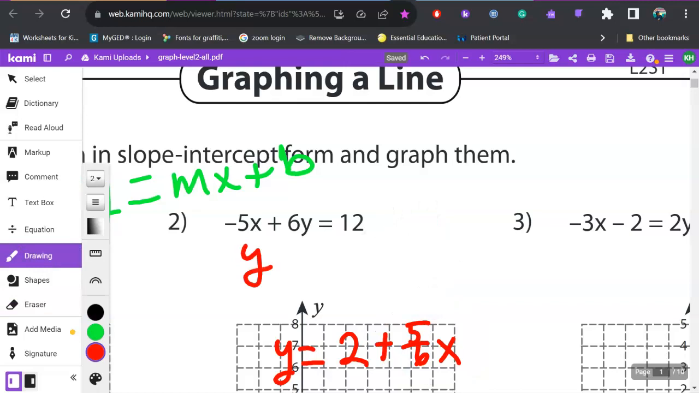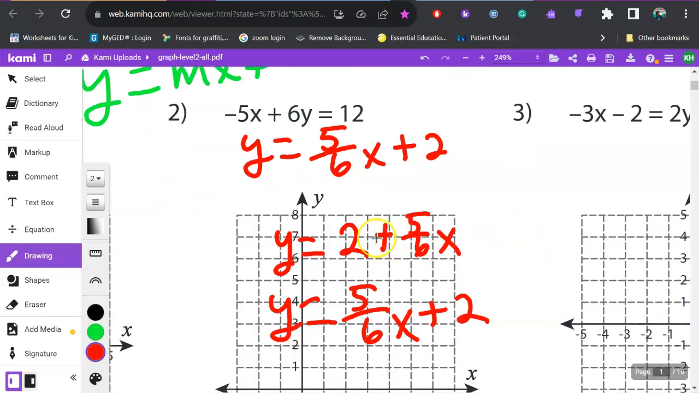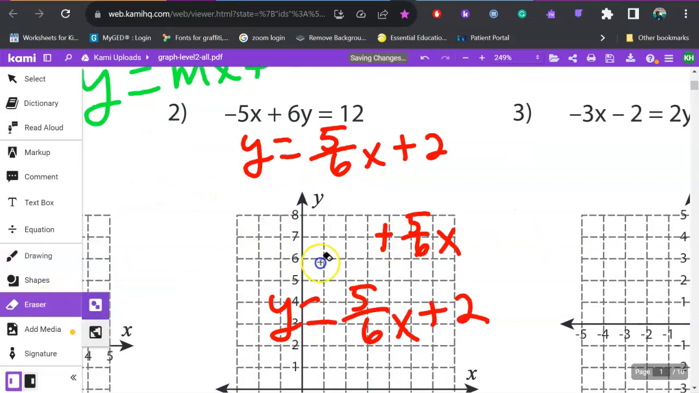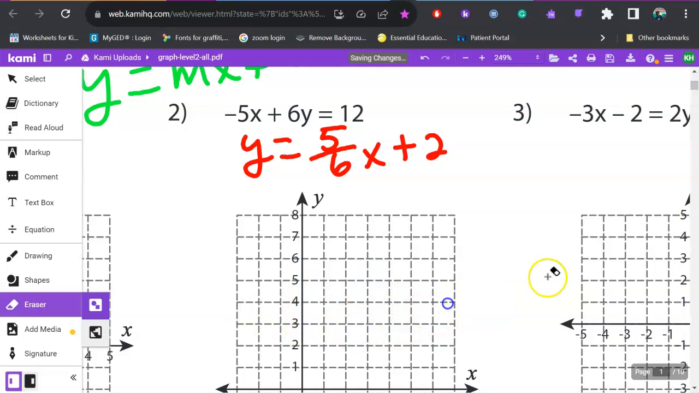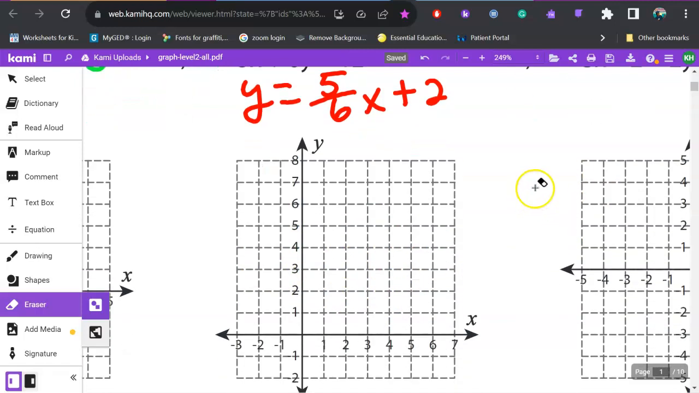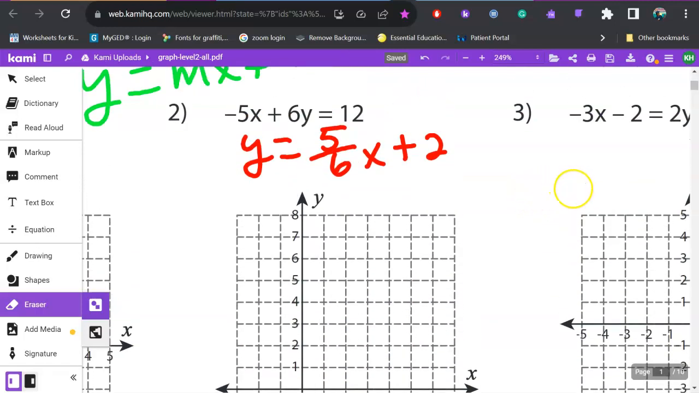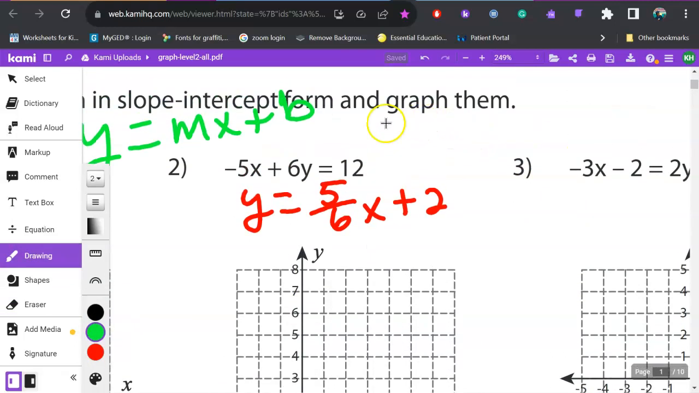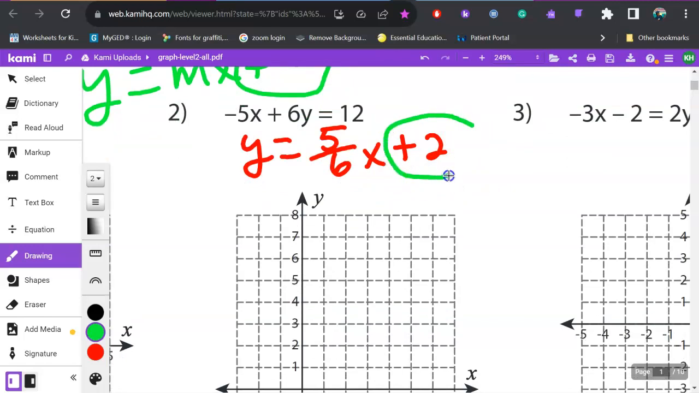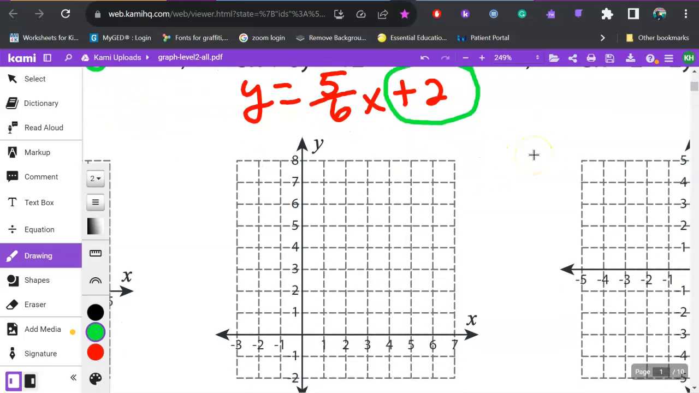So we had y equals 5 over 6x plus 2. Okay, now pause for a second and go back and see how we solved that and got that if you got lost with that one, okay? All right, so here we go. Now for the graphing. Remember, where do we start? We start with the b-intercept. We start with the b number. What's our b number in here? I hope you see it as a positive 2. So that means our first dot is going to be on the positive 2.